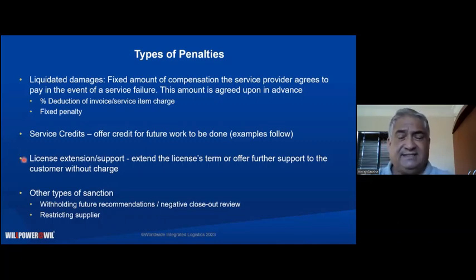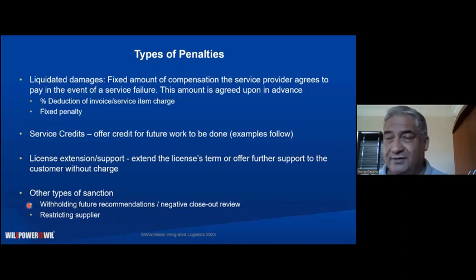And then you can get license extensions. So you have a Microsoft or an Oracle or whatever license, and if they don't perform according to the service level, then the license is extended for another period of time, for another month or 2 months, etc. So those are all other types of penalties or sanctions. And then the last one here is, most probably on the one side very extreme, and on the other side not so extreme.